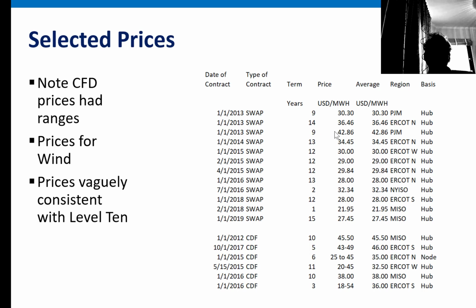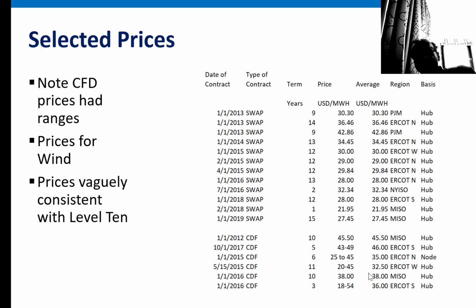And then the swaps had just a fixed price. Some of them might have had different inflation. And these are the term you get in years. And basically they're all trading except for one at the hub. The developer is taking that basis risk in every single case.